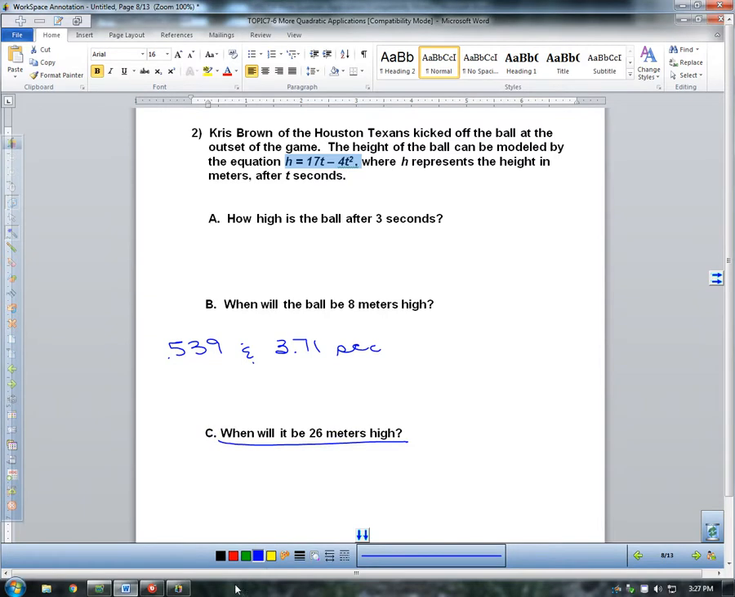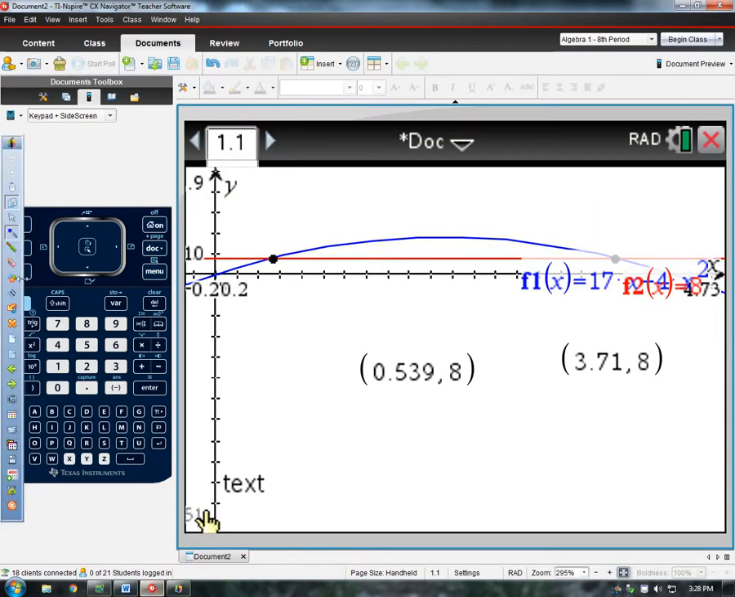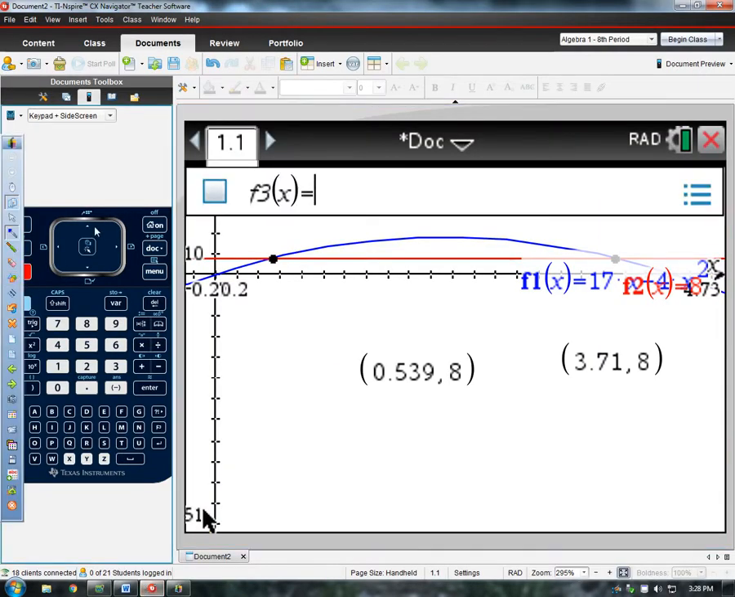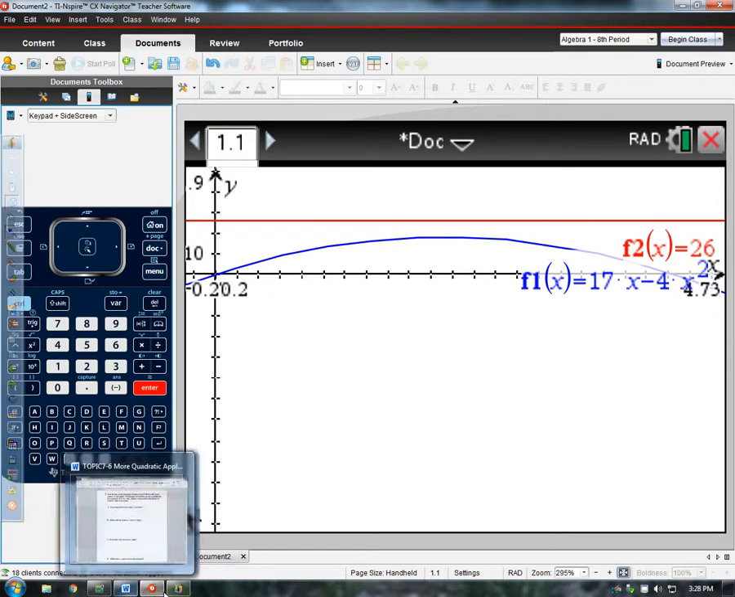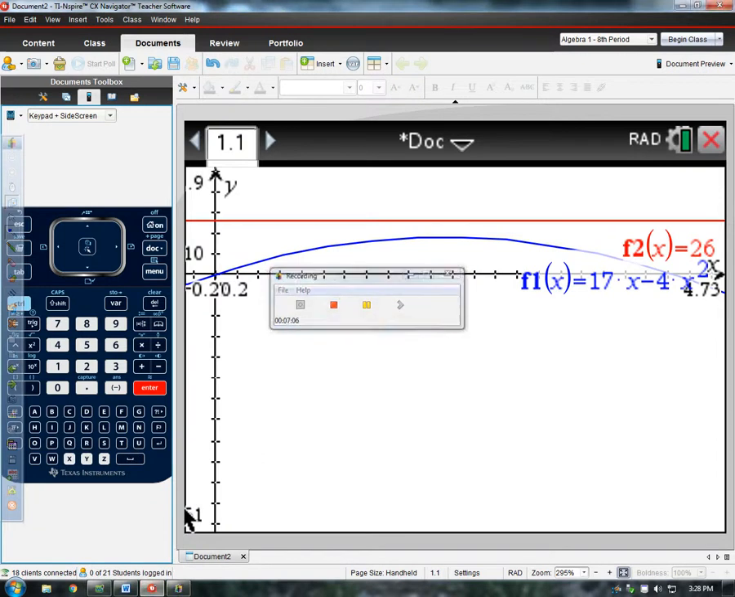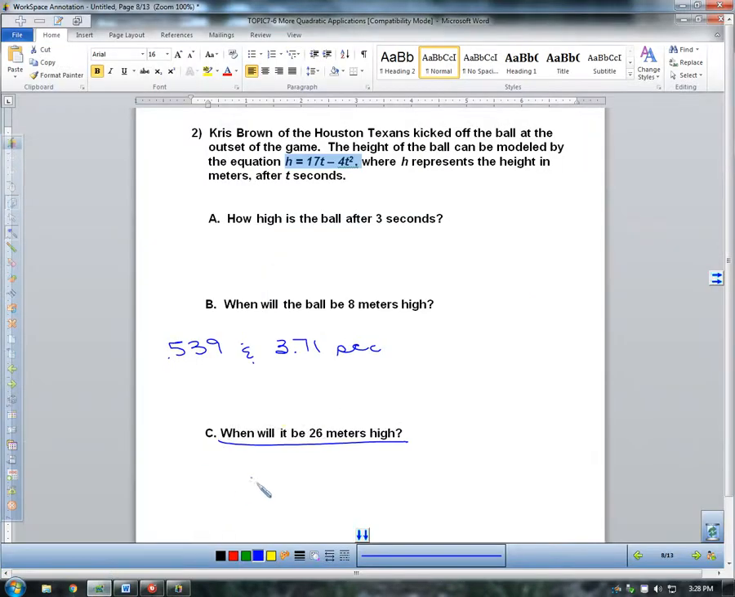Next question wants to know, when is it 26 meters high? So I'm going to hit tab. I could type in another line here, but I'm just going to change 8 to 26. These lines are never going to cross, so I know that my ball will never be 26 feet high, or meters, excuse me. When will it come back to the ground?